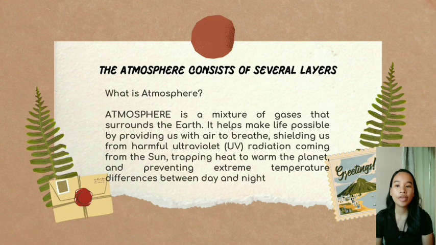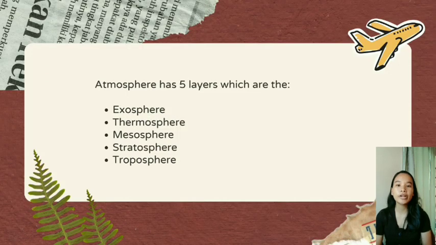Always remember that each of the planets in our solar system has an atmosphere, but none of them have the same ratio of gases or layered structure as Earth's atmosphere. And now, let's tackle the layers of the atmosphere. The atmosphere has 5 layers, which are the exosphere, the thermosphere, the mesosphere, the stratosphere, and the troposphere.